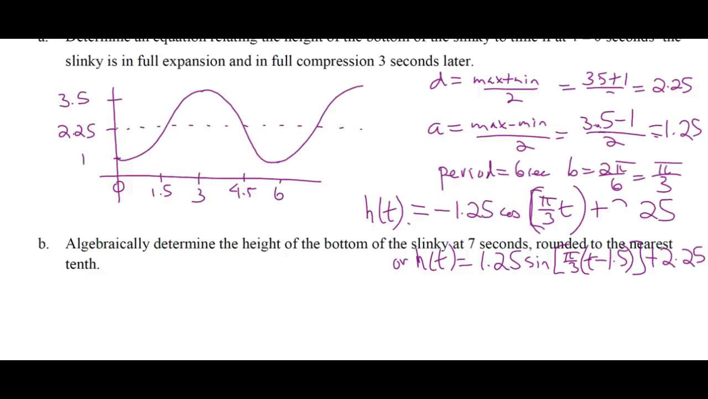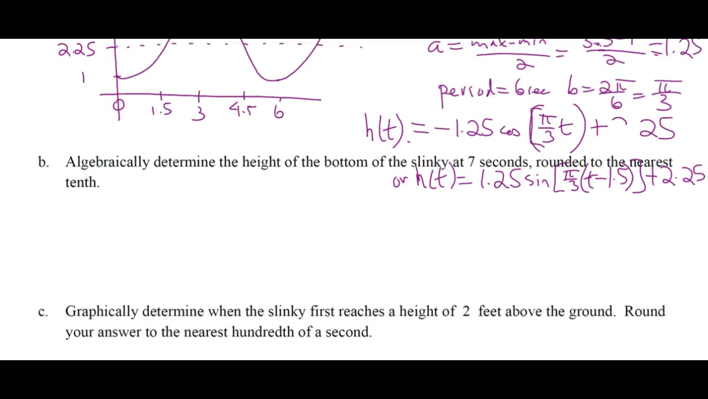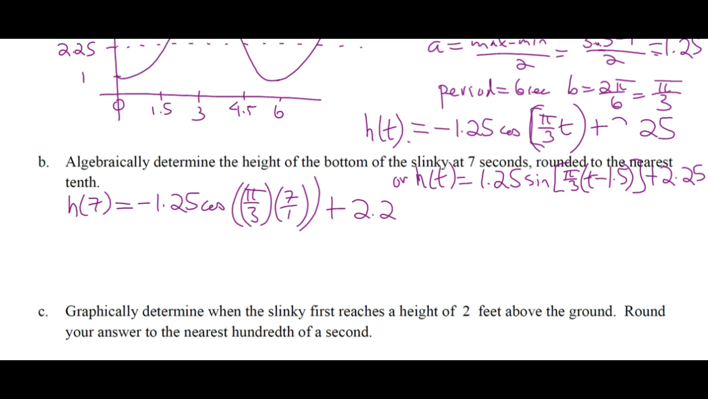Okay, here it is, right? That's what I'm going to go with. Determine the height of the slinky at 7 seconds. Okay, so to the nearest tenth, h of 7 is negative 1.25 cos pi over 3 times 7. I like to write that as 7 over 1, just so that I make sure I end up with 7 pi over 3 and don't end up with the 7 on the bottom or something. Plus 2.25.